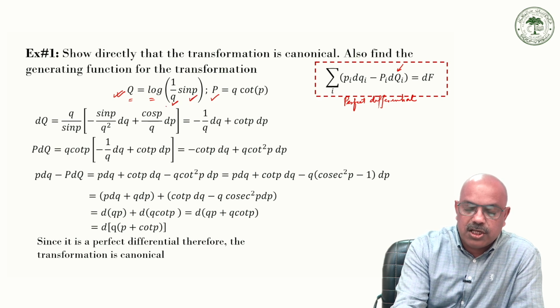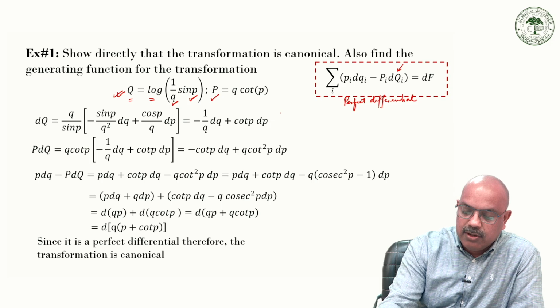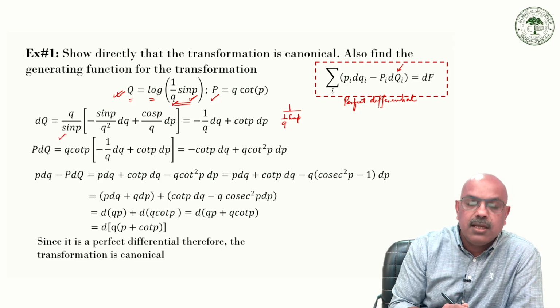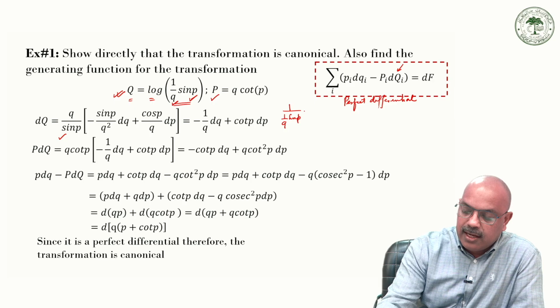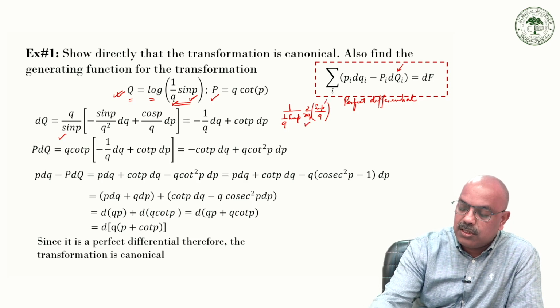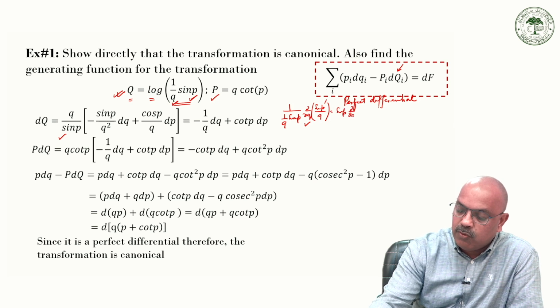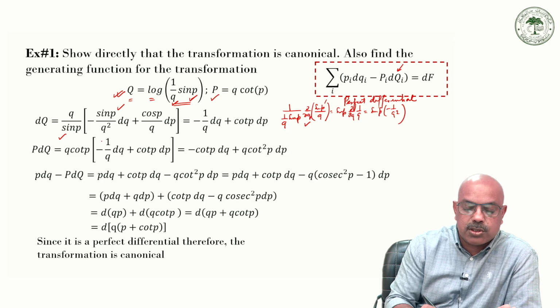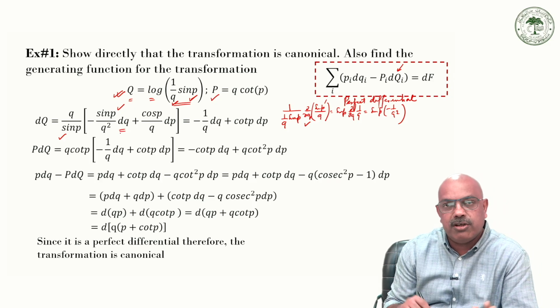So when you differentiate with respect to q, the log of this thing gives 1 by (1/q sin p), so this is going to be q upon sin p. Then you differentiate with respect to q, that is sin p upon q. Since sin p depends only on p, this is going to be sin p, and then del q of 1 by q, that is minus 1 upon q square. So this is sin p times minus 1 over q square dq, and then the second time you differentiate with respect to p.